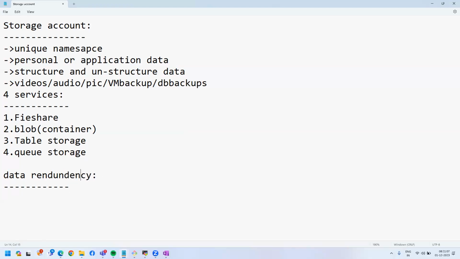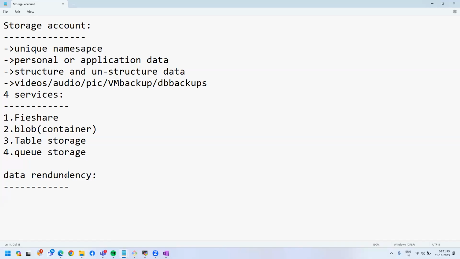Repetition or duplicate. The best example: your resume. Generally, we keep one copy on the desktop, another copy in D drive, another copy in Google Drive, another copy in Gmail. Am I right? So why do we maintain these many copies? As a backup.